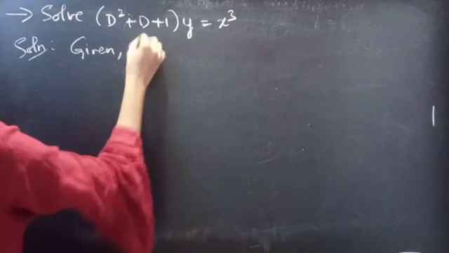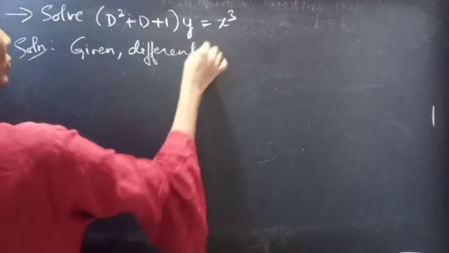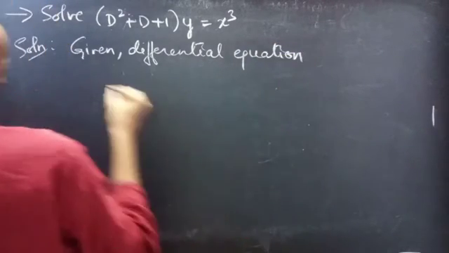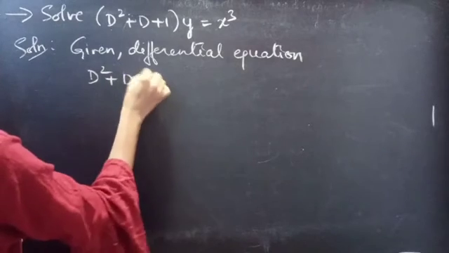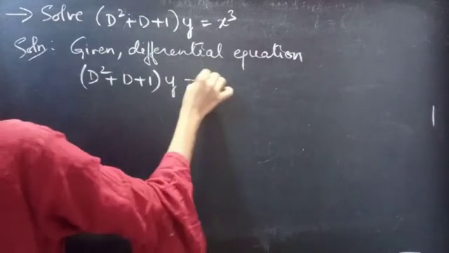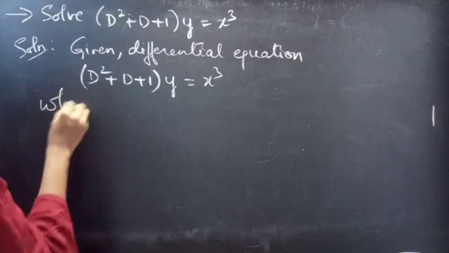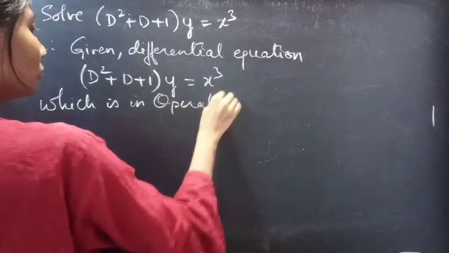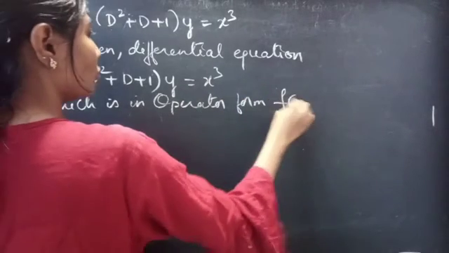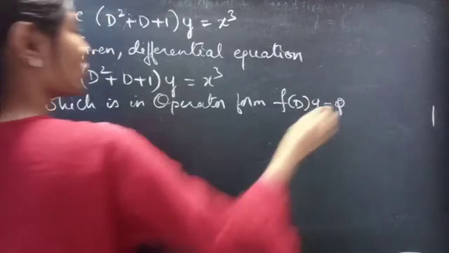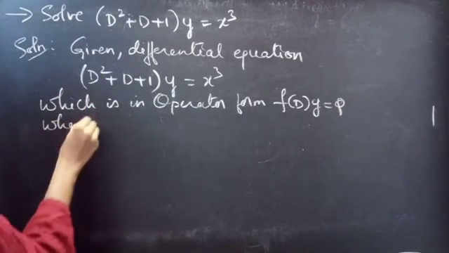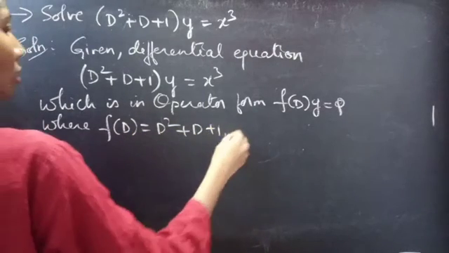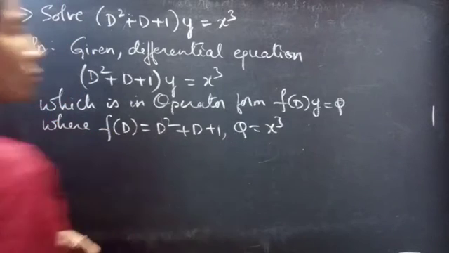Given differential equation, (D square plus D plus 1) into y equals to x cube, which is in operator form F of D into y equals to Q, where F of D equals to D square plus D plus 1 and Q equals to x cube.